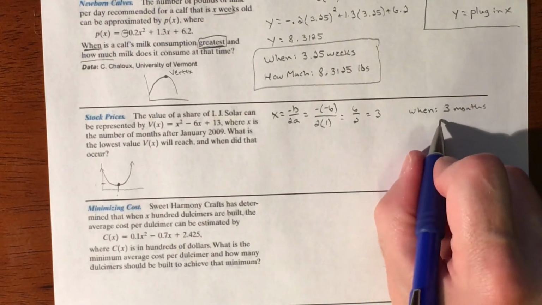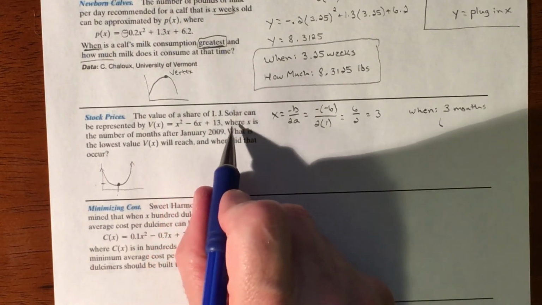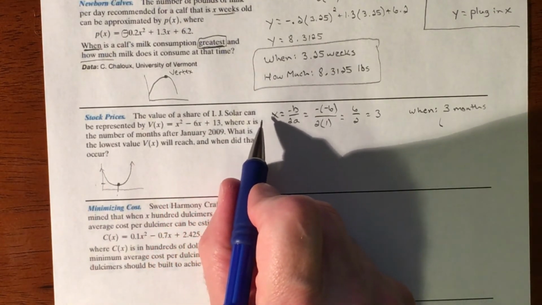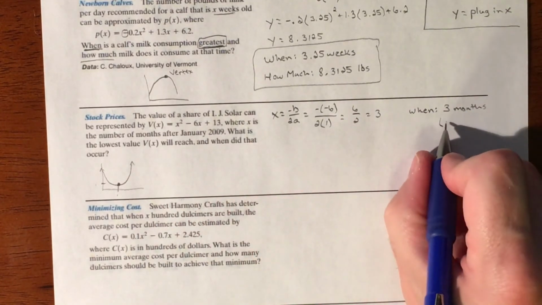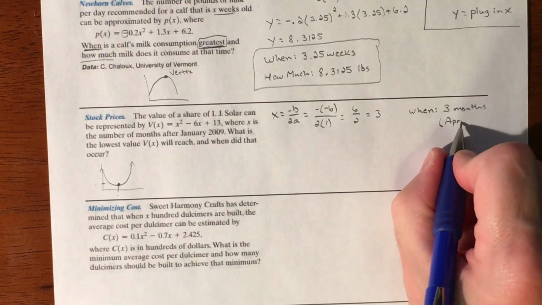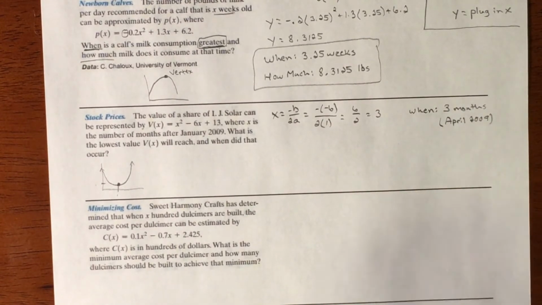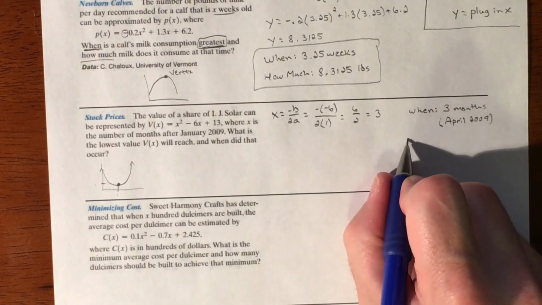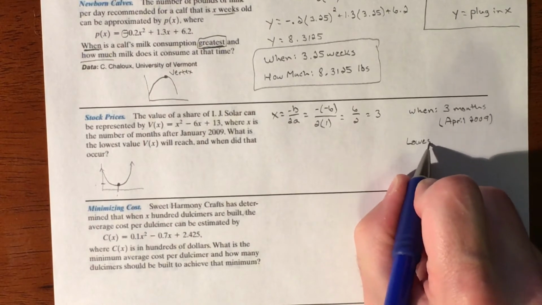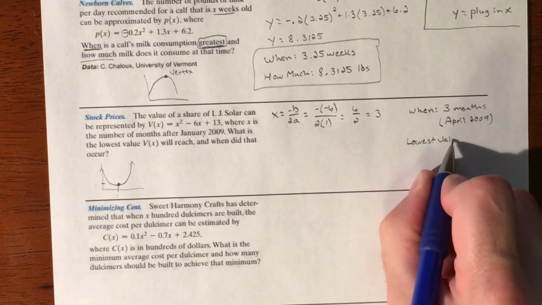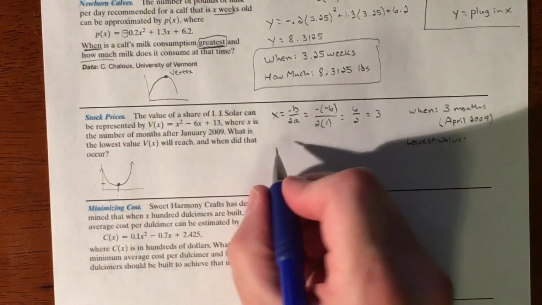Okay, and that is actually 3 months after January. So January, February, March, April. So in April 2009 is when it hit its lowest point. And the what is the lowest value? Don't know yet. That's going to be us plugging it into the calculator, or plugging it into the equation.